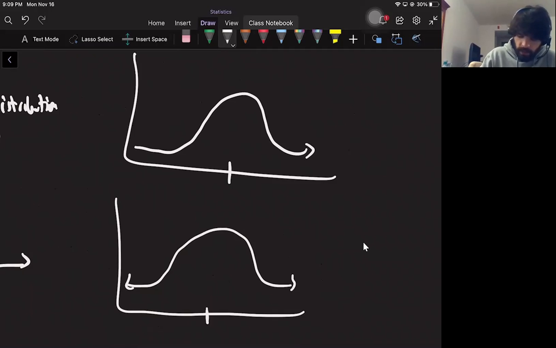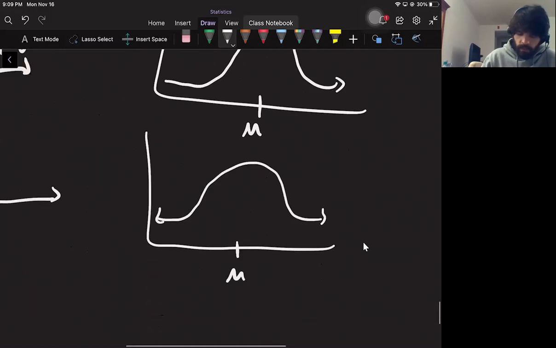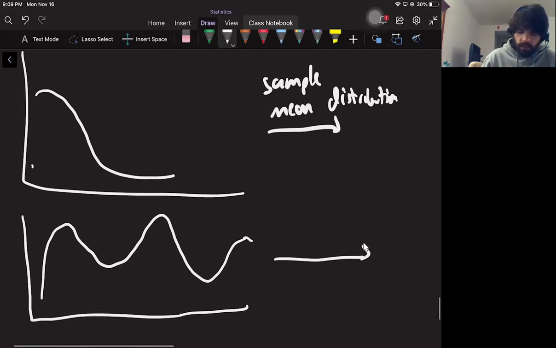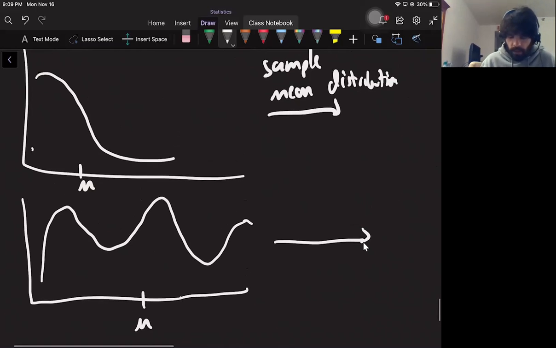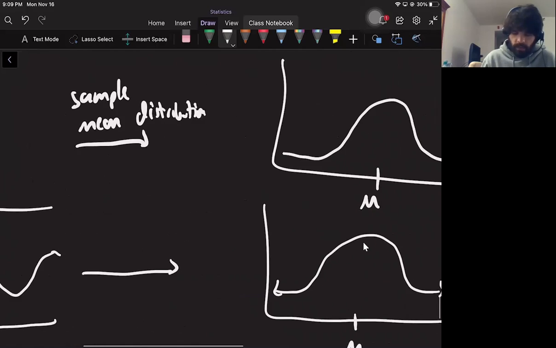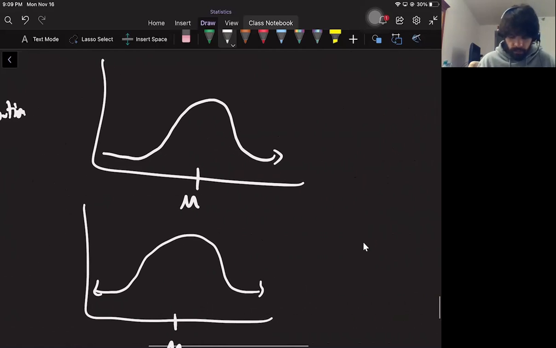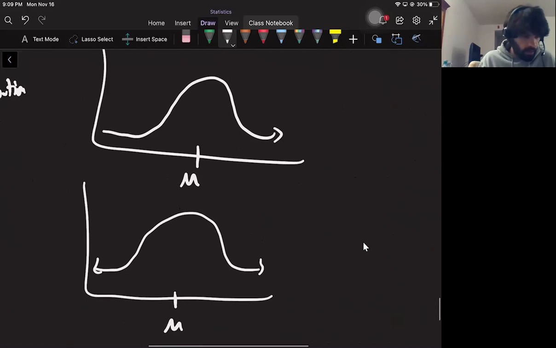Okay, and then the nice part is that this mean is the same as the mean of the population no matter what. So over here, the mean might be right there, and here, I don't know, the mean could be there. But no matter what, the mean when you do the sample process will be in the middle of the normal distribution. It'll be the same as the population mean.